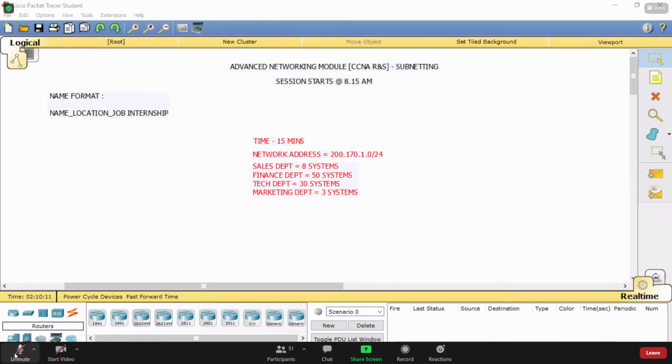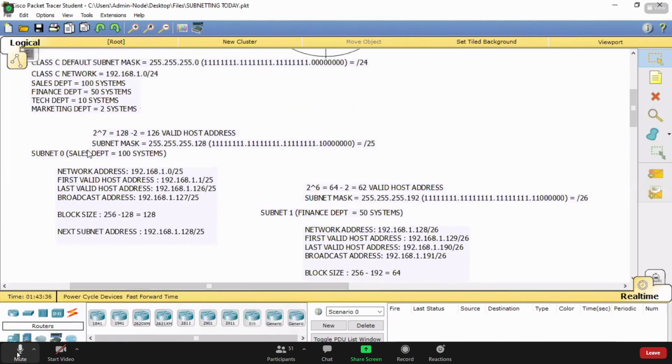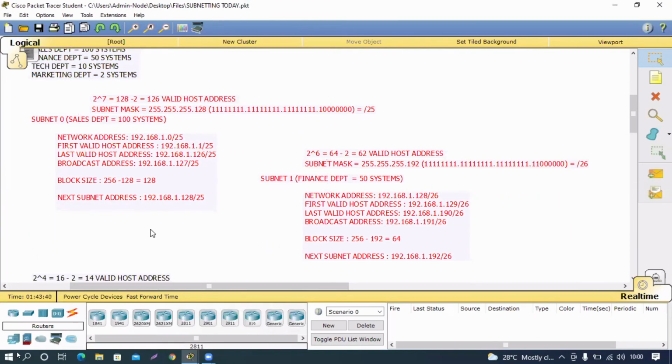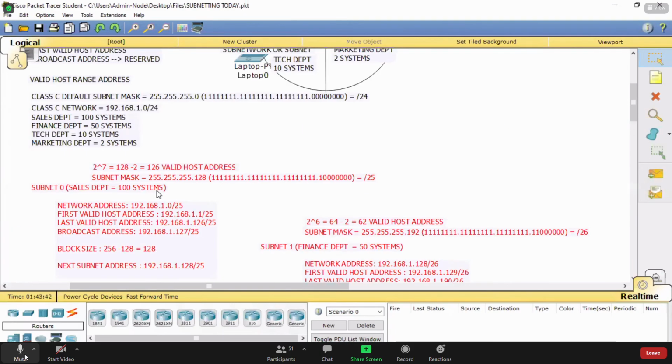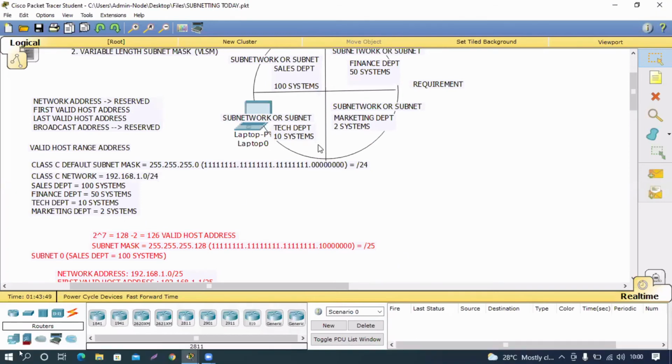And just go through all these examples, without seeing the answers, simply do the subnetting, and after that, compare your answer with this, if you are having an issue.